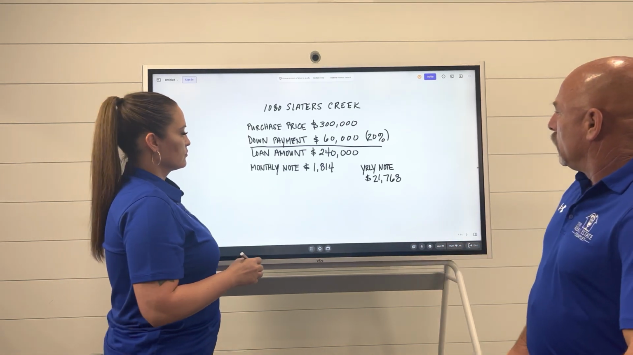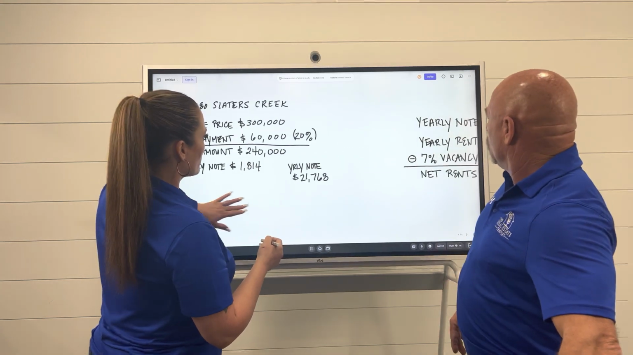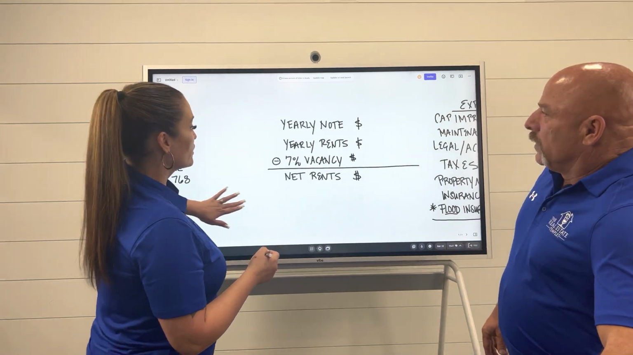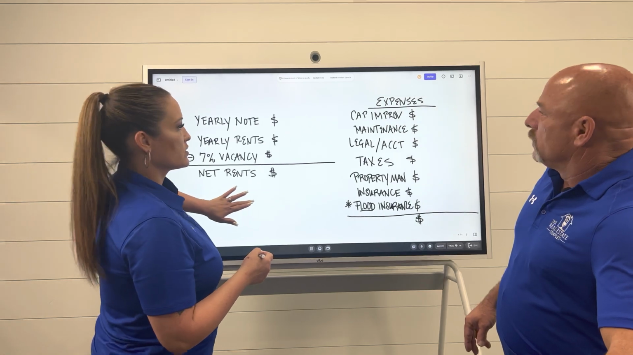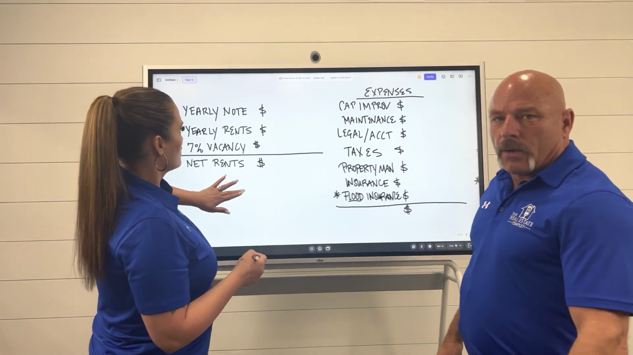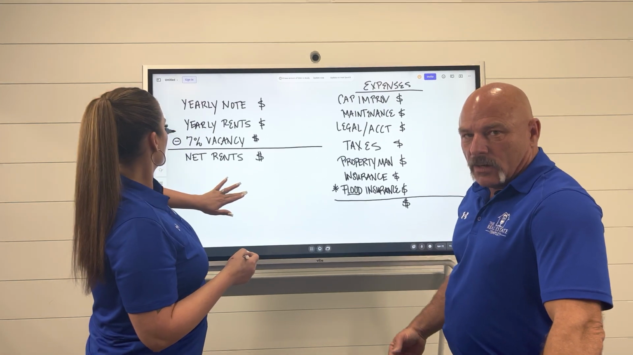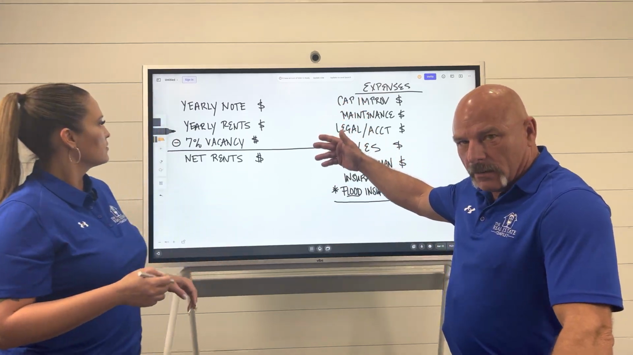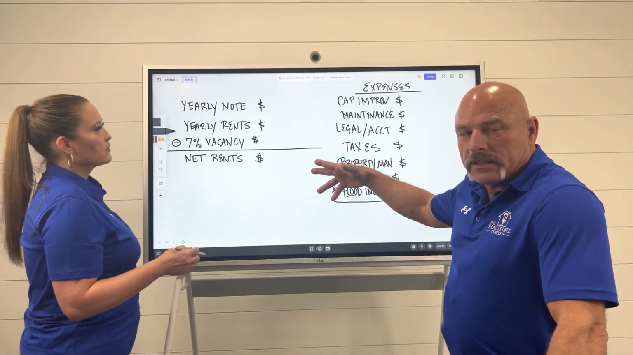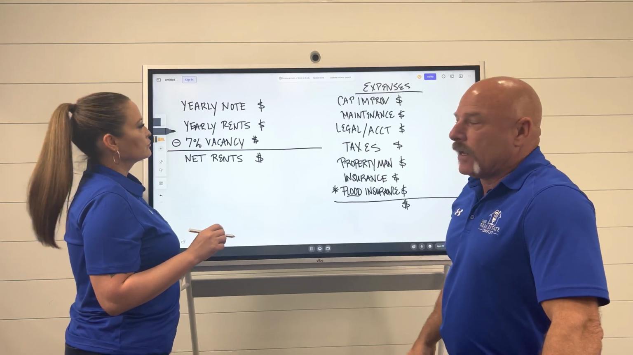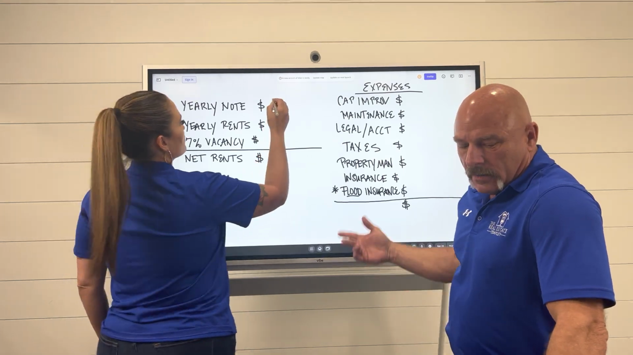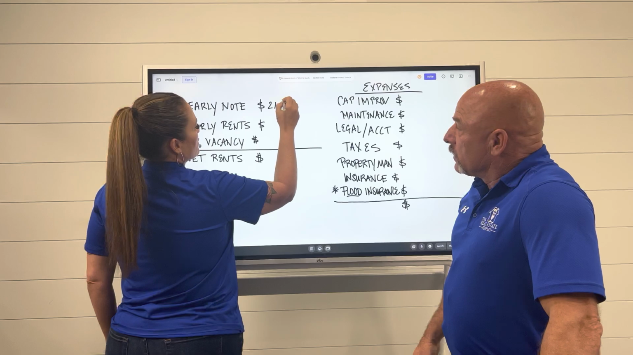All right, let's go to the next page. Just move it away. And we're using yearly numbers, not monthly numbers. So everything we're going to do, because we want to know how much money this house makes in a year, all of our numbers are going to be yearly numbers. And then you can always divide these numbers by 12, and that'll give you your monthly number. So our yearly note, $21,768.